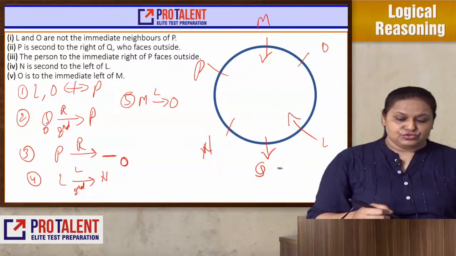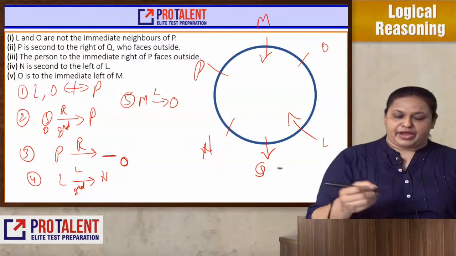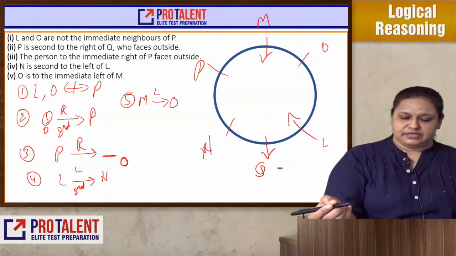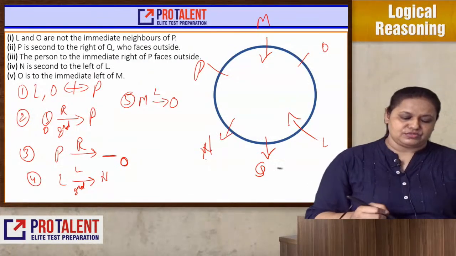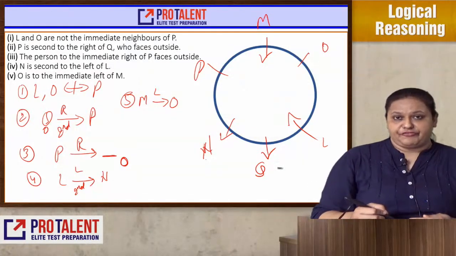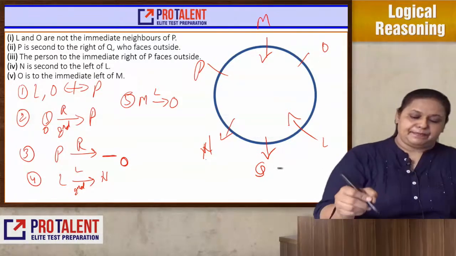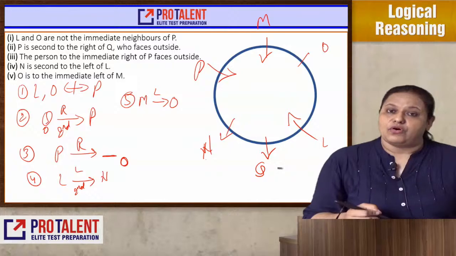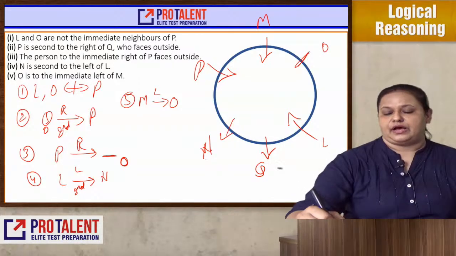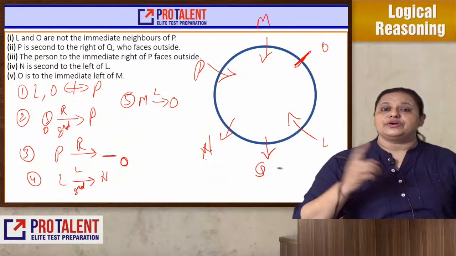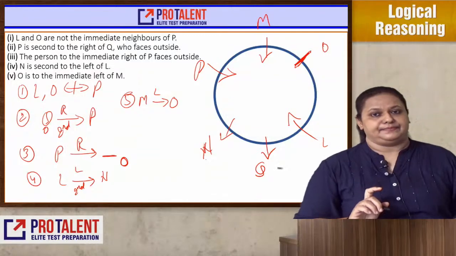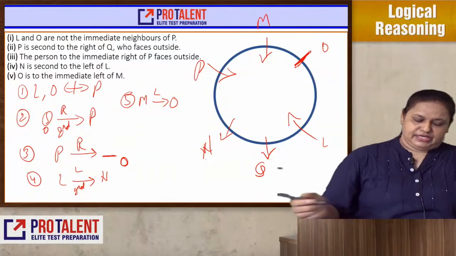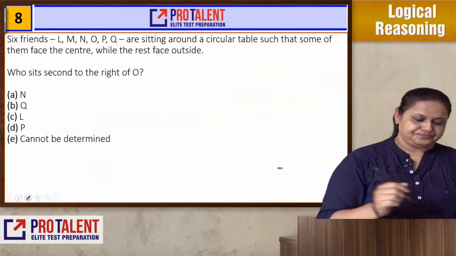Then I also know that M is already having the center, so N is having the outside, and in the right side of it, it means that P is also facing center. So I am getting the directions of all except O. I don't know whether O is facing inside or outside. Okay, fine. Now let's do the questions.